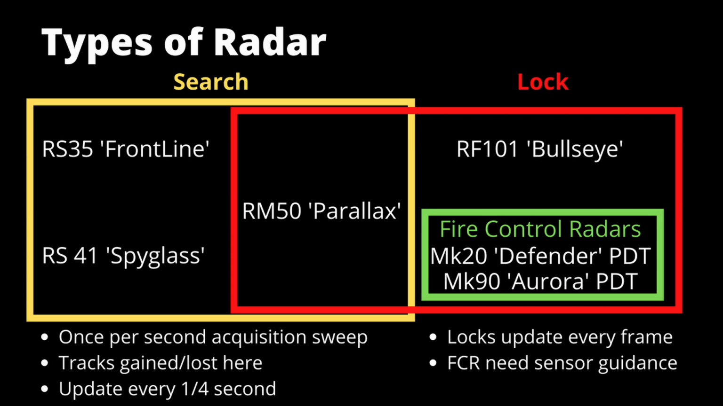For a search radar, every second it'll perform an acquisition sweep where it'll either be able to look for or lose a track, and then there'll also be an update every quarter second, and this is where you'll see the red dot for the positional and velocity errors jump around the track once every quarter second. The locks update every frame once they've been locked on, which is why they'll be able to maintain their lock a little bit better. And the fire control radars will need the sensor guidance just as much as the Bullseye. However, the Bullseye is slightly different in that once that track is gone, you can turn off your search radar and still maintain that lock until it is broken via other means.